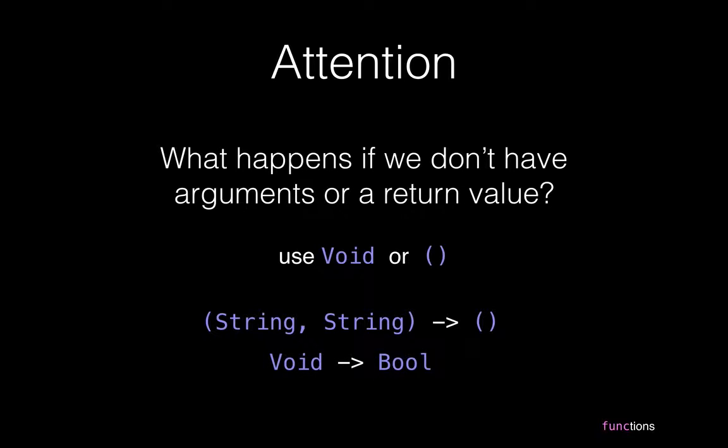Or if we have a function from void to bool, then in this case we would have a function that takes no arguments but returns a Boolean value. And here again we could exchange the keyword void for the empty pair of parentheses. So these two are 100% equivalent.